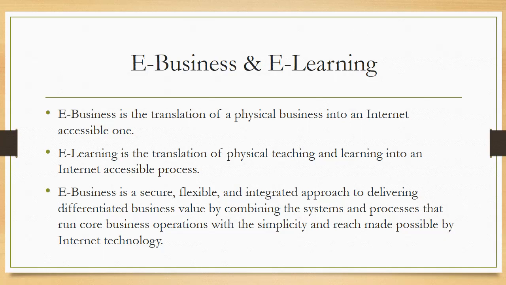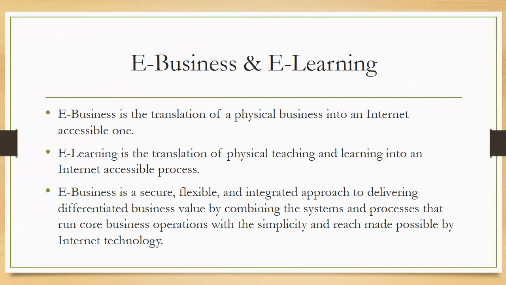And since it's online, we need to consider the different functions of an e-business and of e-learning. E-business is the translation of a physical business into an internet accessible one. The same thing bodes well for e-learning. It's the translation of physical teaching and learning into an internet accessible process. So the question is, how does an organization maintain the academic rigor and prestige that takes place on campus and in-person teaching in an online platform?